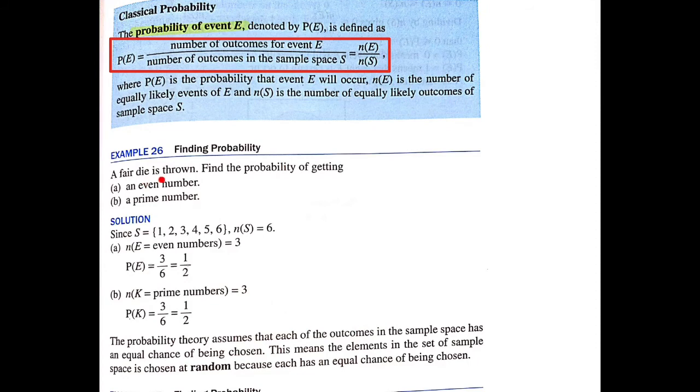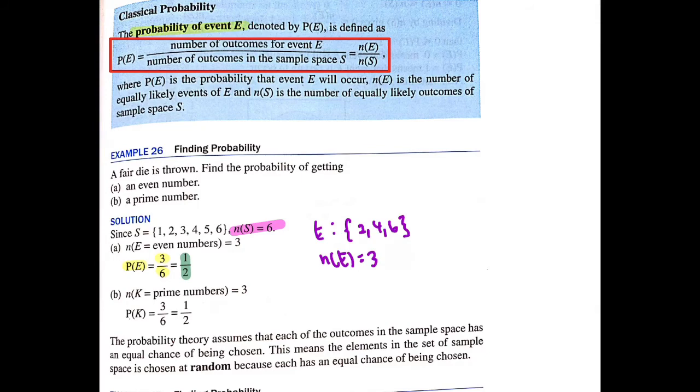Find the probability when a fair die is thrown. Find the probability of getting an even number. The sample space is 1, 2, 3, 4, 5, 6. Therefore, the number of sample space is 6. The event of getting an even number is 2, 4, 6. Therefore, n(E) is equal to 3. So the probability of getting an even number is 3 divided by 6, and we can simplify it. Therefore, the final answer is 1 over 2.